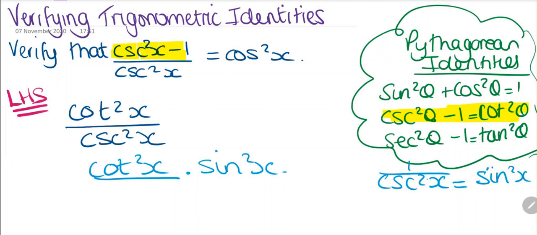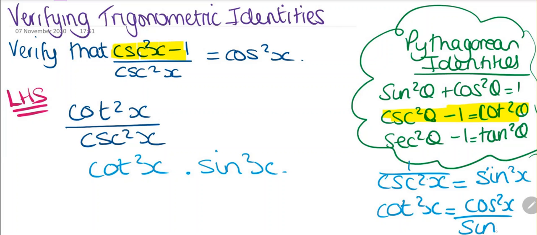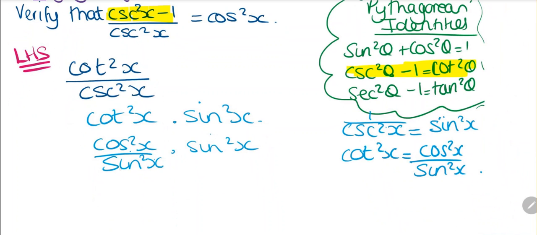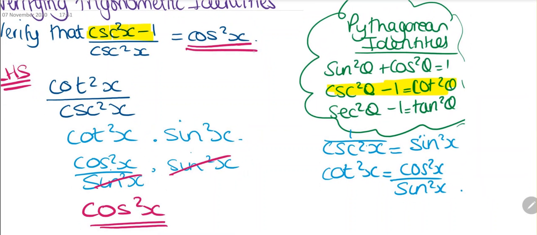Now I can rewrite cotangent, because we know cotangent squared x is going to be equal to cosine squared over sine squared. So this is going to be cosine squared over sine squared, and we're multiplying by sine squared of theta. So our sines will cancel and we're left with cosine squared, which if we look at our question, is equal to our right hand side.